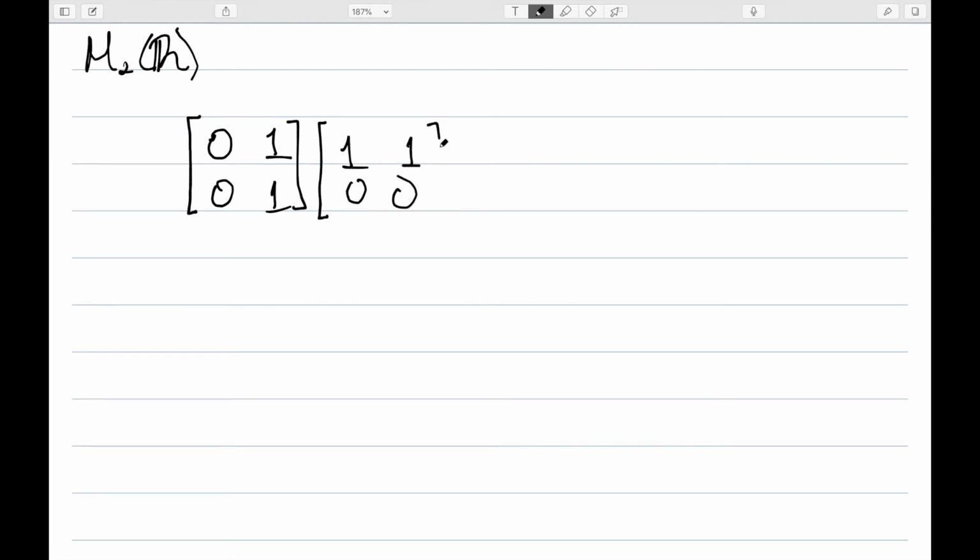As another example, let's consider the set of all 2 by 2 matrices with real entries. This does form a ring, however, it does have divisors of 0. We could do [0, 1; 0, 1] times [1, 1; 0, 0]. And if we work this out, we would get [0, 0; 0, 0]. So I have 2 matrices that multiply to give me 0.